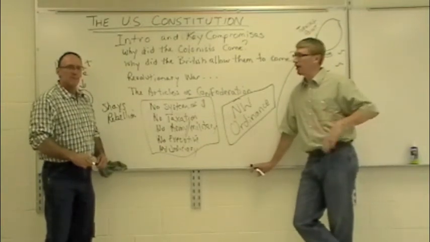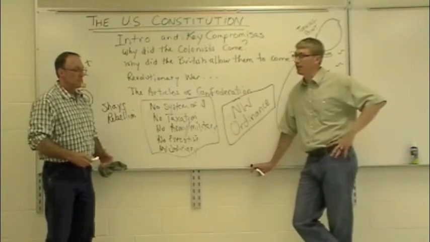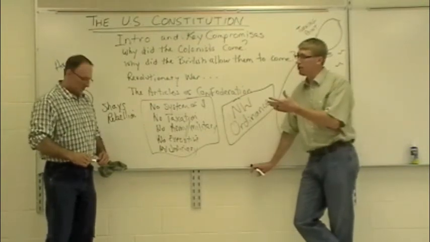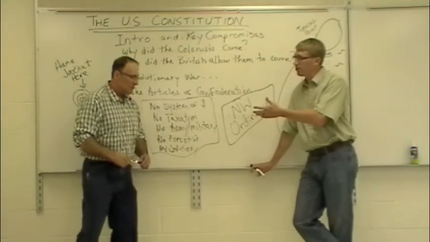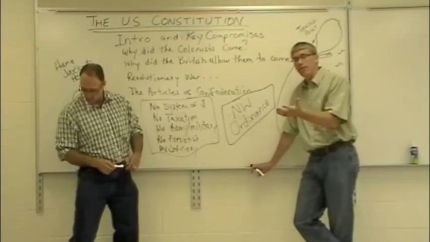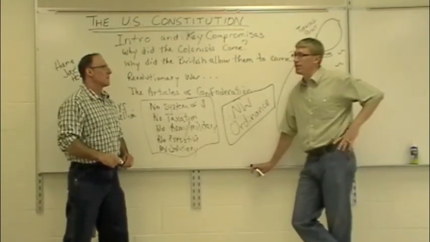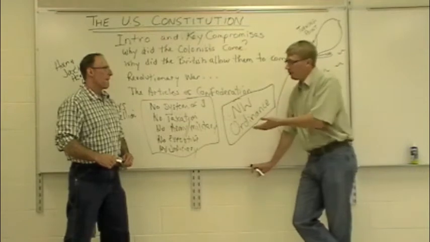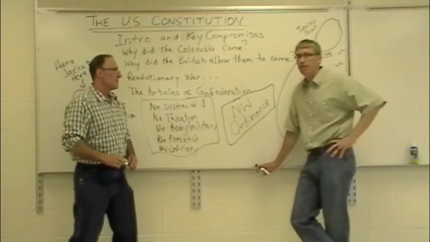But what if Britain came back? What if Britain tried to push us around again? Could we hold them off? And in fact, Britain had soldiers in the Western territories, and they were supplying weapons to the Indians who might use those weapons against us. And we've shown here in Shays' Rebellion that we can't really defend ourselves.